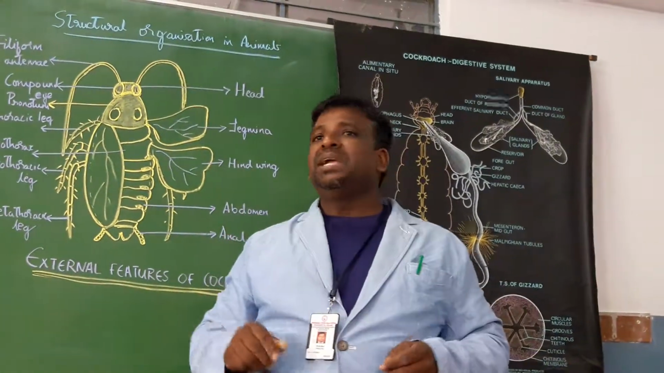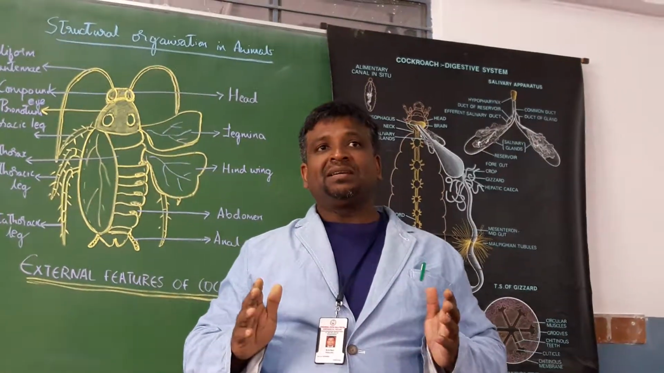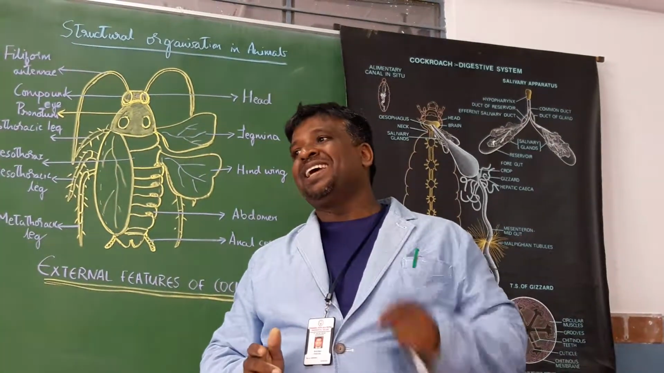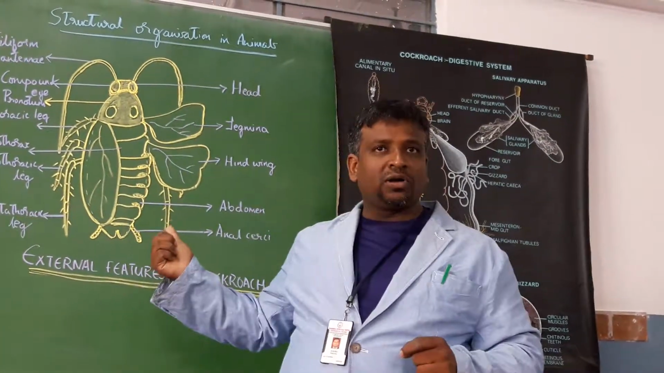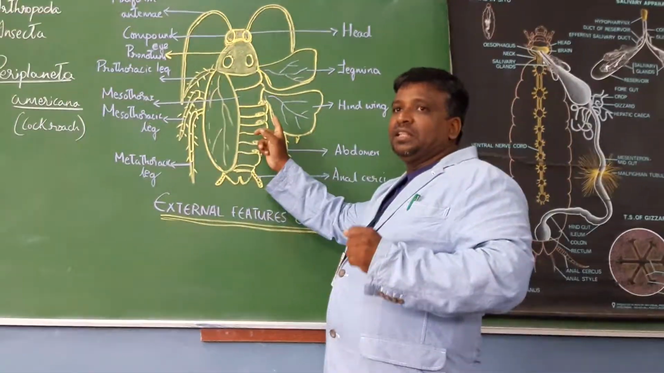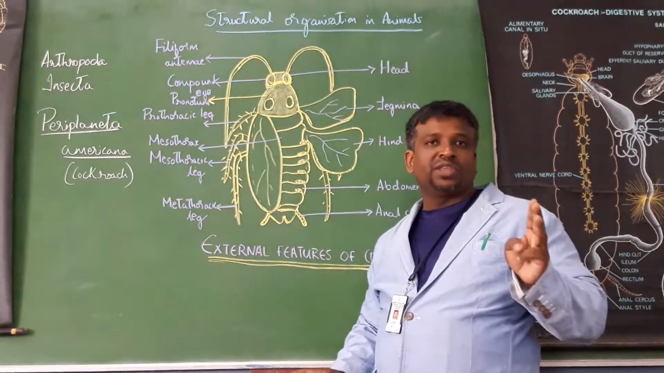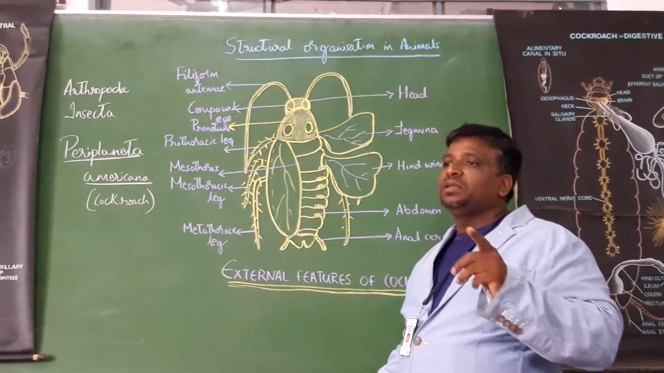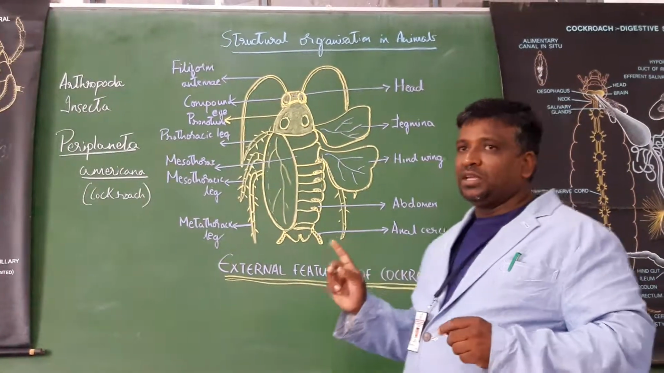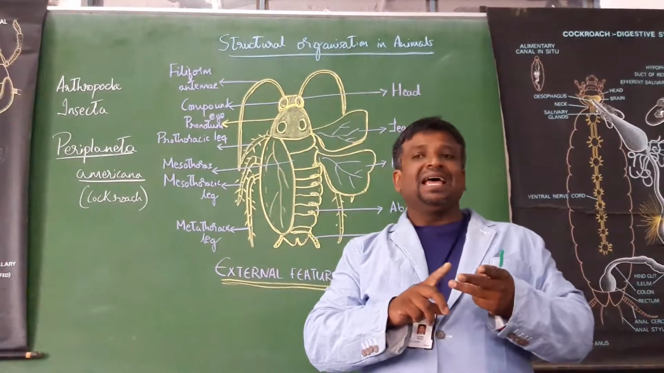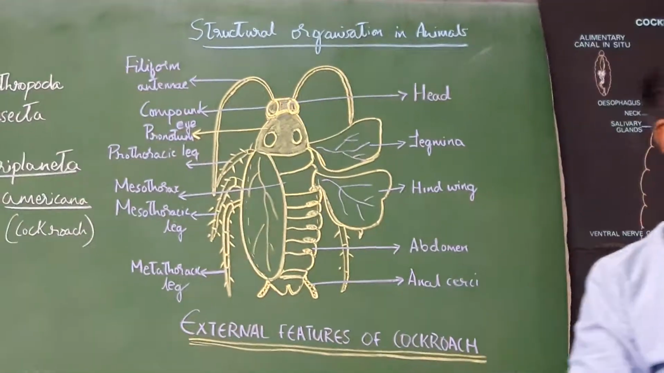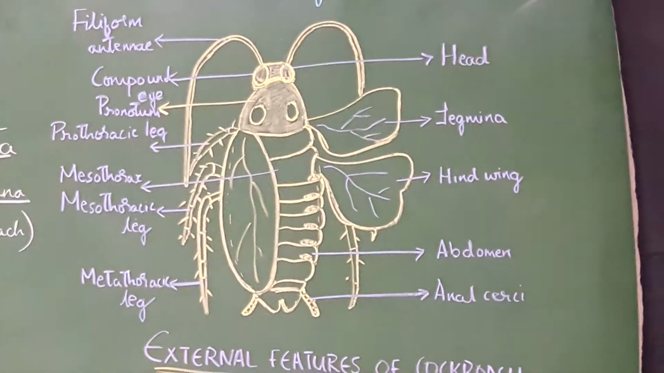You can also notice metamerism. In arthropoda, you know that all the organisms which are placed under arthropoda have jointed legs. Even here the cockroach also has jointed legs. Then there is segmentation also, you can notice. The body of cockroach is divisible into 3 regions. The head, thorax and abdomen. Thorax has 3 zones: prothorax, mesothorax and metathorax.